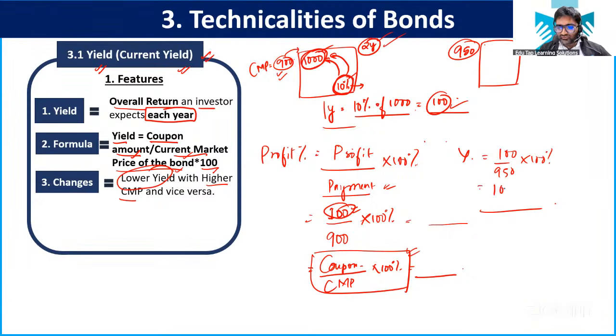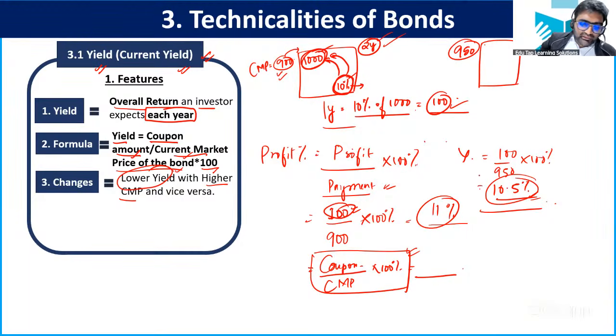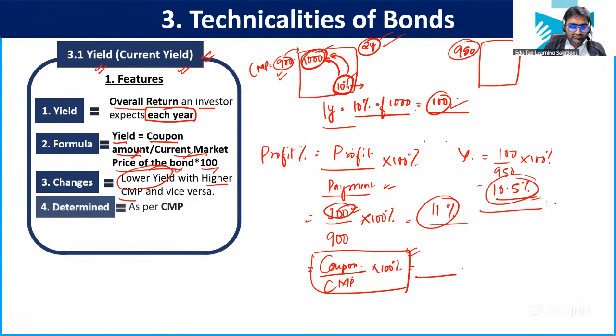It is around 10.5%, isn't it? So previously we got around 11%, now we have around 10.525%, right? So as the current market price increases, meaning the payment you have made is increasing, the current yield is going to decrease. They are inversely proportional, obviously, because one is in the denominator and the other is in the numerator. Is that clear? So that is the thing.